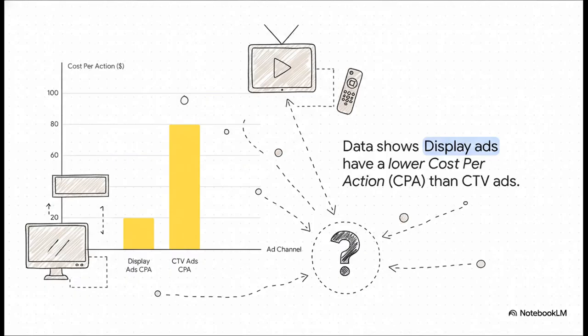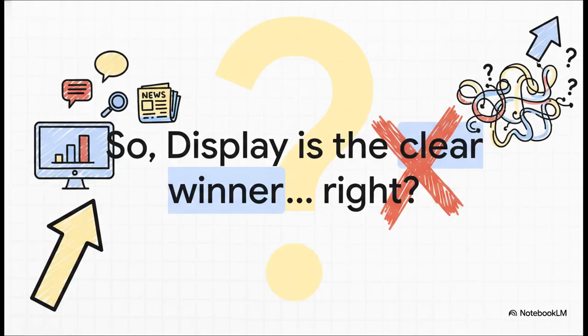So you pull up that dashboard, and this is what you often see. Looking at billions and billions of impressions, the data clearly shows that standard display ads, the banner ads you see all over the web, have a way lower cost per action, or CPA, than something premium like connected TV ads. On the surface, it looks like a no-brainer. I mean, looking at this, you're probably thinking, great, display is the hands-down champion of efficiency. So, you should just pour all your budget into display ads, right?